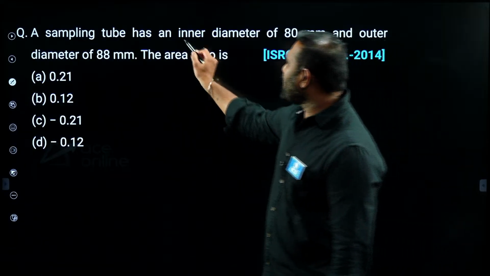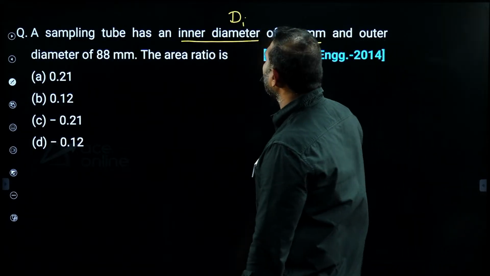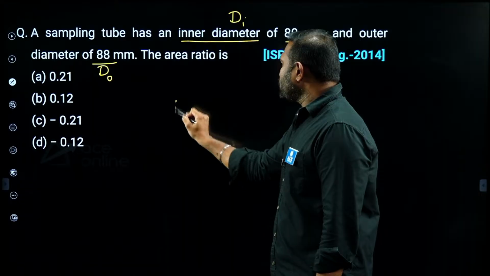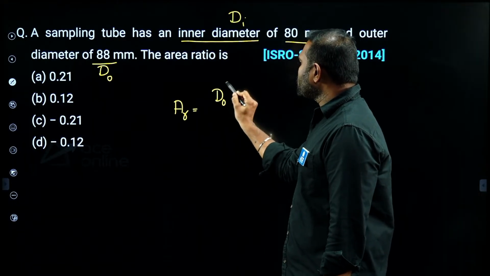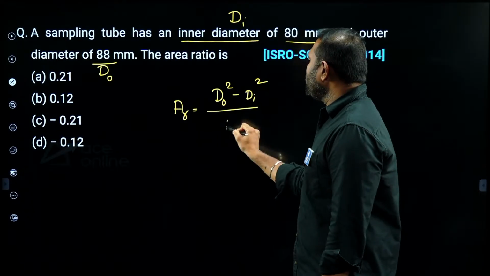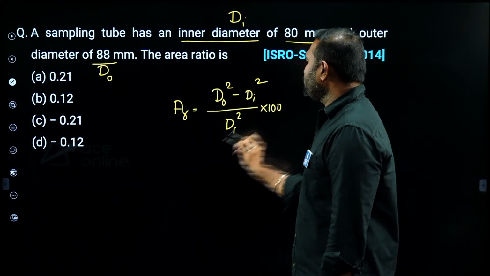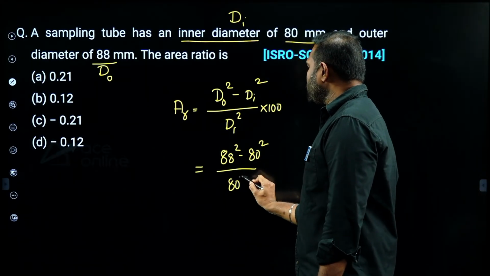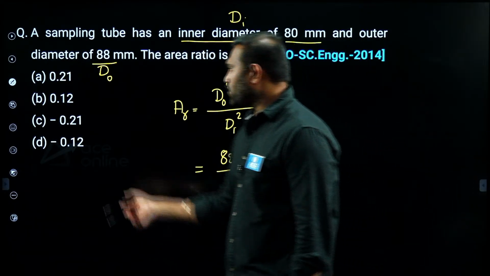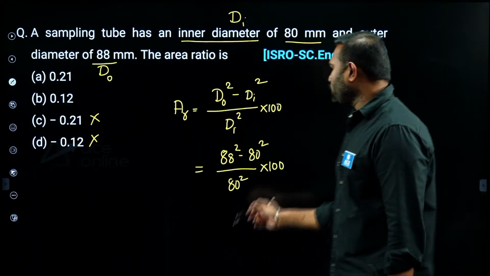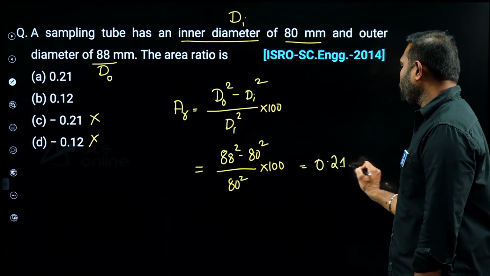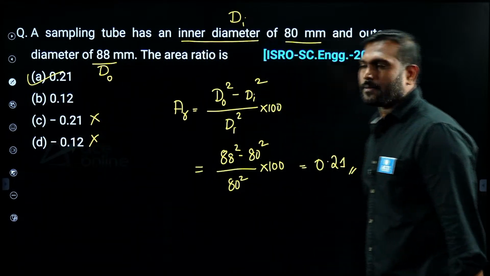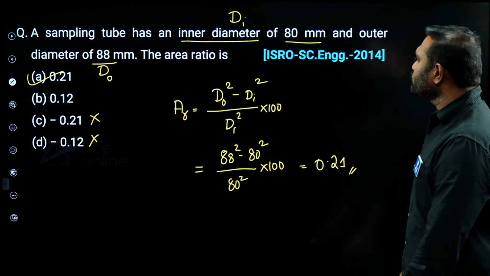Next, the sampling tube has an inner diameter Di of 80 mm and outer diameter of 88 mm, the area ratio. So area ratio is outer square minus inner square by inner square into 100. So which is 88 square minus 80 square by 80 square into 100. First of all, it will not be negative. Eliminate option C and D. And if you solve it, I think you will get this one as 0.21. So the correct answer would be option A, which is 0.21. So that's about this question, 0.21.